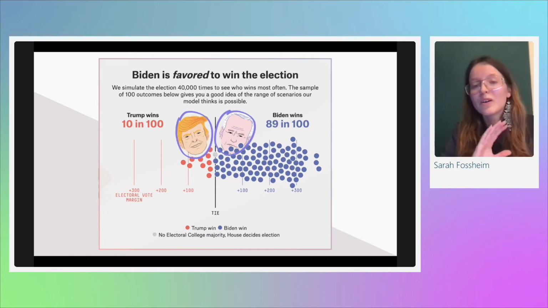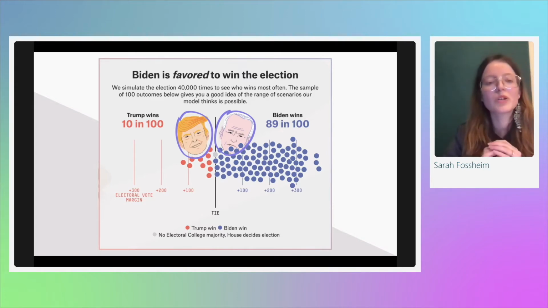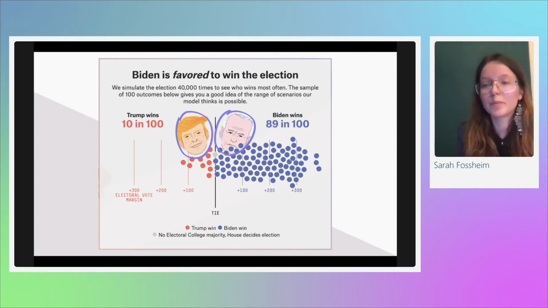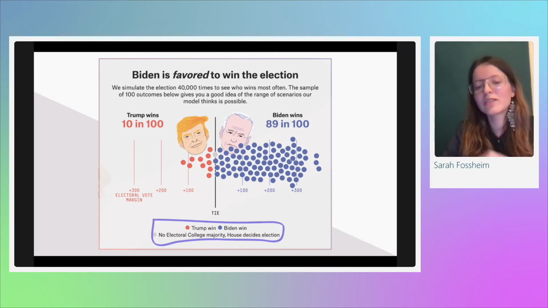Besides the text and the colors, they also use the images of each candidate to explain the data. So I don't even need to know that the Republicans use red and the Democrats use blue. I can see their pictures. And on top of that, they also add a legend that explains the same data again.